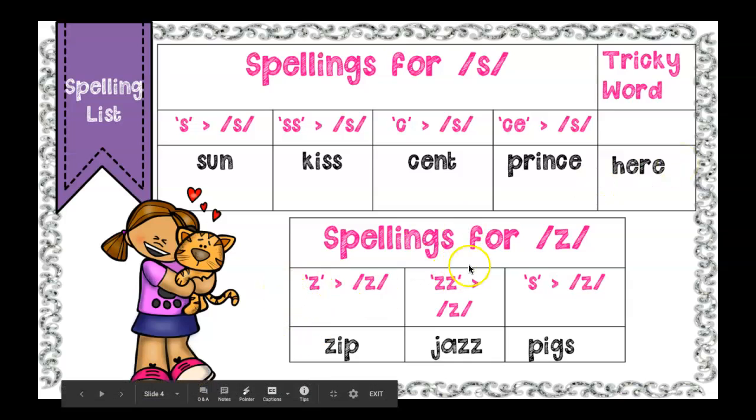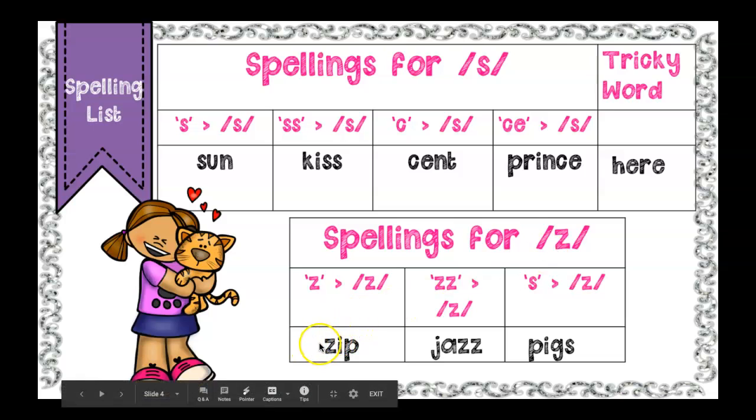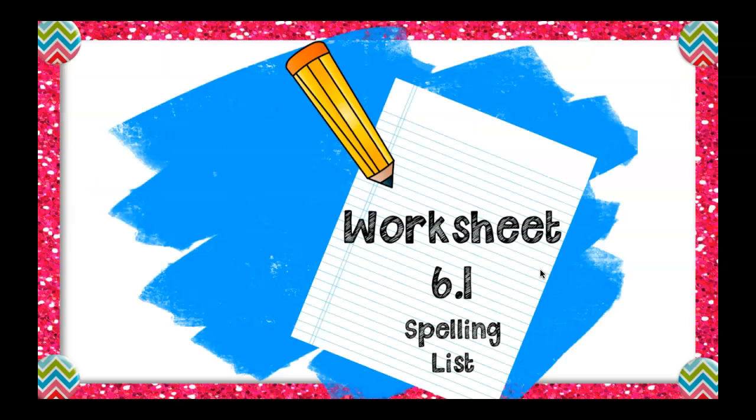You also have three words with the Z sound spelled three different ways. First word with the Z sound is zip, spelled with just the one letter Z. Your next word is jazz. Now this one has two Z's at the end. And last but not least, you also have the word pigs. Now this is tricky because at the end of the word pigs, you hear the Z sound, but it's spelled with the letter S. So within Class Kick, you're going to be seeing worksheet 6.1, and that's your spelling list.